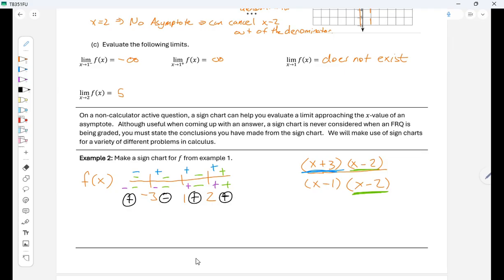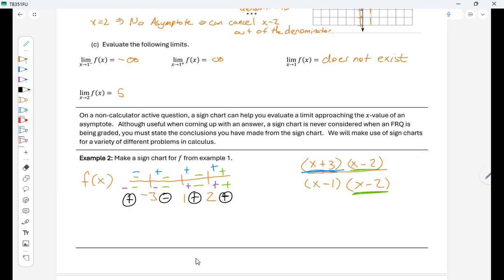From this, I can determine which signs my infinities will have if I know that there needs to be an infinity there. As I approach 1 from the left, all of my function values, according to the sign chart, are negative, right? So the limit as x approaches 1 from the left is negative infinity. As I approach 1 from the right, all of my values are positive, that's how I know that it's positive infinity. That's how we do these problems without having the graph in front of us.